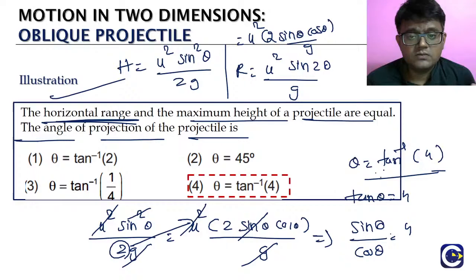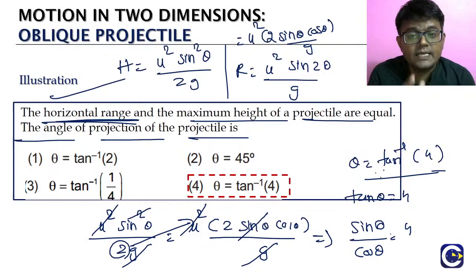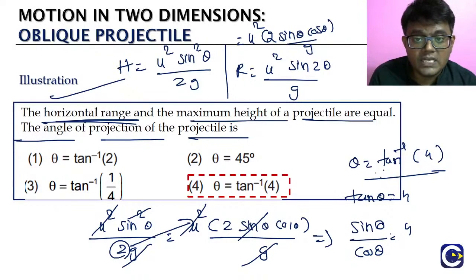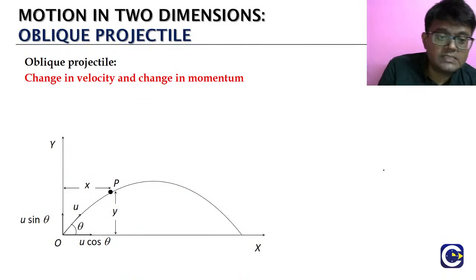So what are all the formulas? Time of ascent is u sin theta by g. Time of flight is 2u sin theta by g. Time of descent is the same as time of ascent. Next, the equation of the oblique projectile: y is equal to x tan theta minus g x square by 2u square cos square theta. Next, maximum height is u square sin square theta by 2g. Range is u square sin of 2 theta by g. We must remember all the formulas. Okay, we will go into the next concept.